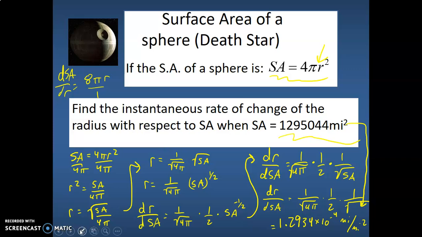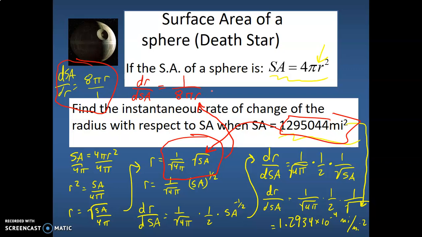The other way that you can do it, and it'll give you the exact same answer, is think about this formula and then flip it. You can flip it so that the rate of change of the radius with respect to the surface area is 1 over 8 pi r. Now in this problem I don't have the radius, I have the surface area. But if I plug in this surface area into this formula for radius, and I get that radius and plug it in here, I'm going to get the exact same value.